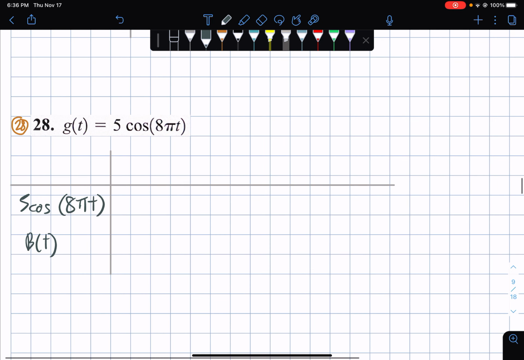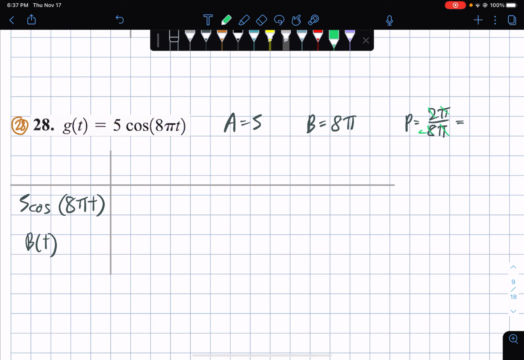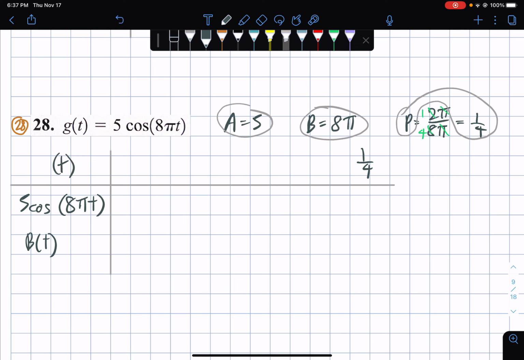For number 28, the amplitude is 5. The b variable is 8 pi, and the period, therefore, is 2 pi over b, or 2 pi over 8 pi, which is, cancel these, so we have 1/4. Now, because the period is 1/4, we write from the t variables, it will range from 0 to 1/4.